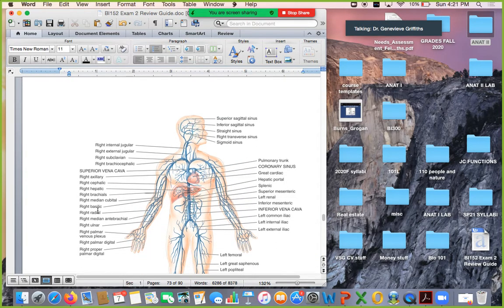Okay. So that is arterial flow. Do you have any questions before I jump into venous return?